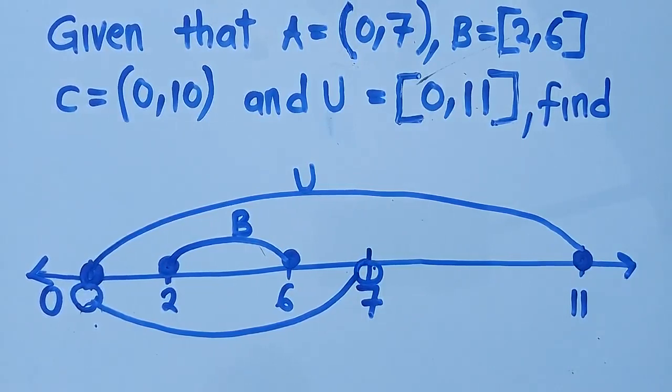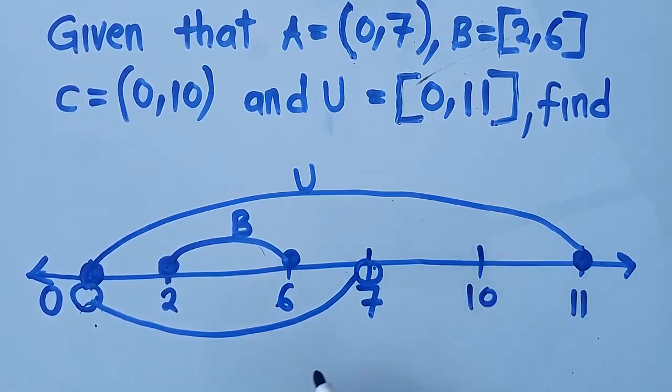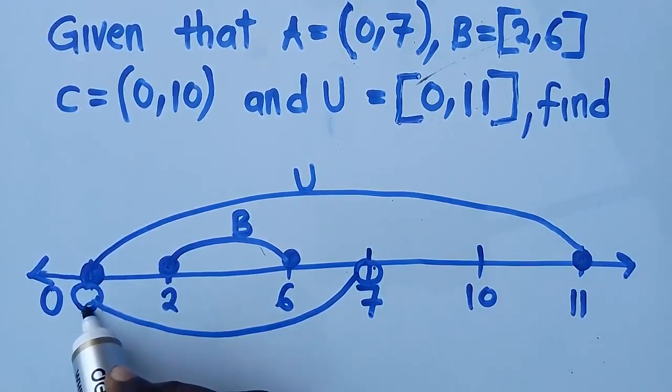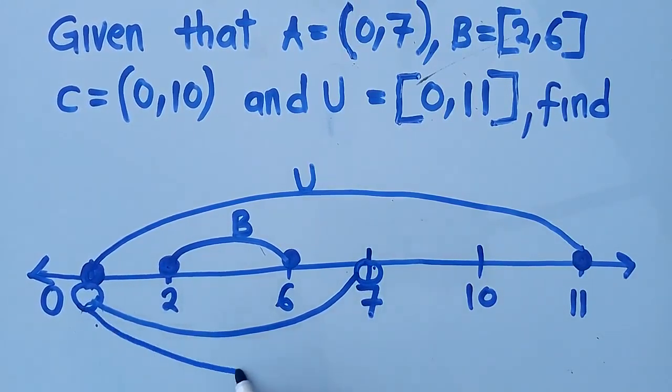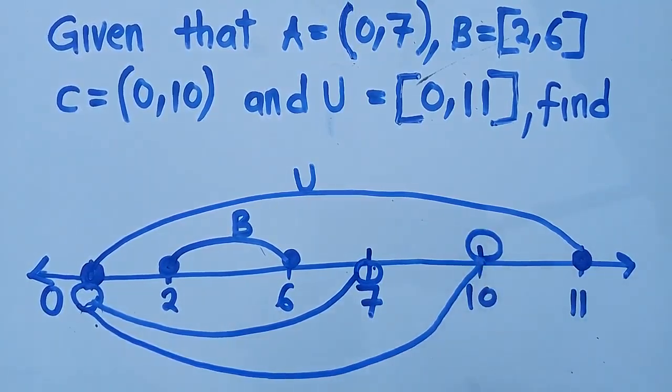Then I've got another set which is what? It is set C. So what is set C saying? Set C, 0 to 10 not included. 0 to 10 not included. So I'm going to say my 10 is here. So not included, I'll use this same one. Have you seen? 0 to what? 10. So I'm going to use this same one like this. To 10, not included like this. Have you seen? So this is what C is.